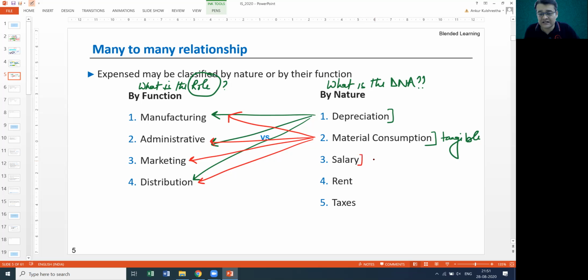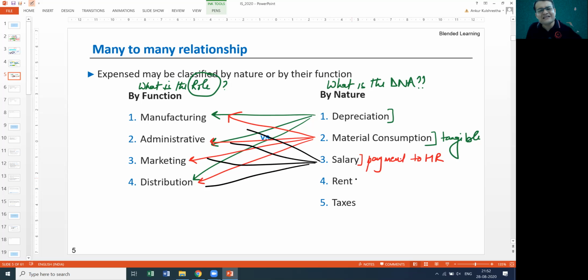Salary, basic nature, payment to human resource. And here I am clubbing labor as well, wages as well. So if paid to a worker working on the line, that's manufacturing. If paid to the CEO, that's admin. If paid to a marketing head or anyone who's in the field to generate demand, that's marketing. And if paid to the truck driver who is shipping your goods from the place of production to the place of consumption, that's distribution. So you see, again, you have a many to many relationship here.